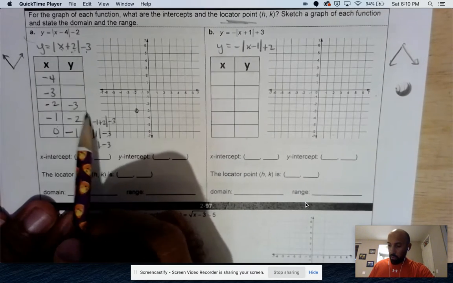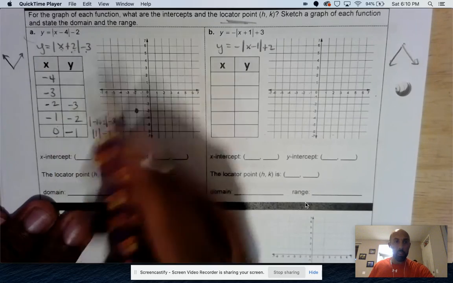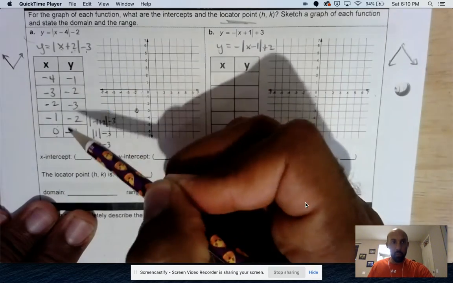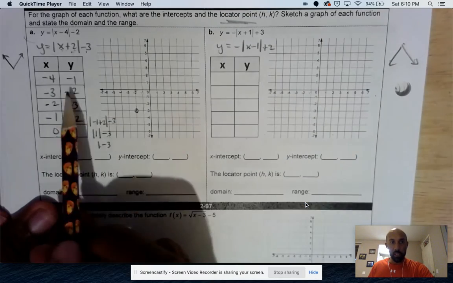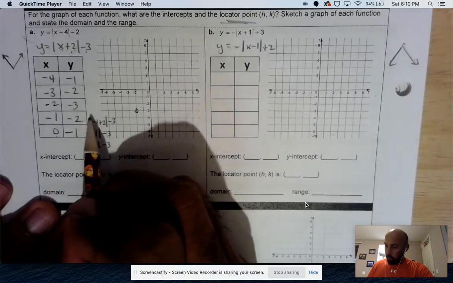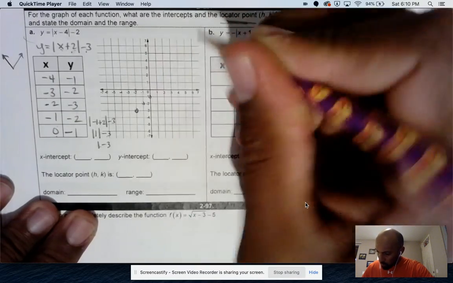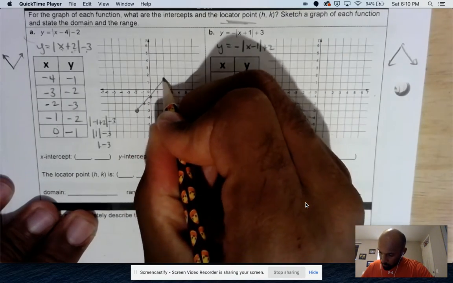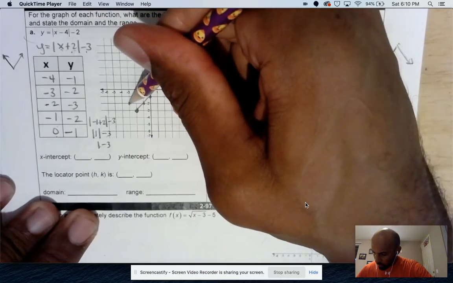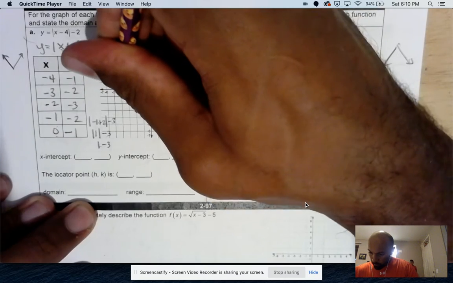Now there are similar properties in that these graphs are symmetrical. So on the other side, I'm going to get the same values as I plug all these values in. You can plug them in one at a time, but you're going to get the same thing on the other side of the locator point. So we get negative 1 and negative 2 here, 0 and negative 1. Notice how we're getting a straight line. And then to the left, we're going to get negative 3 and negative 2, and negative 4 and negative 1. So it's again another straight line.